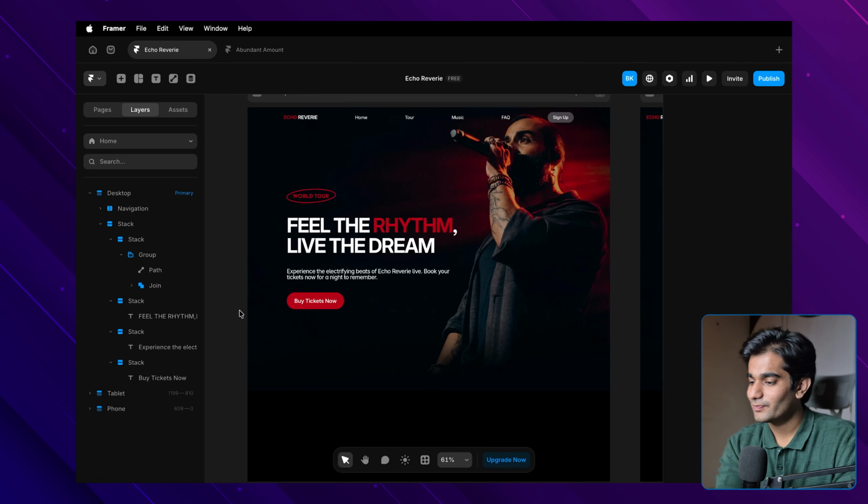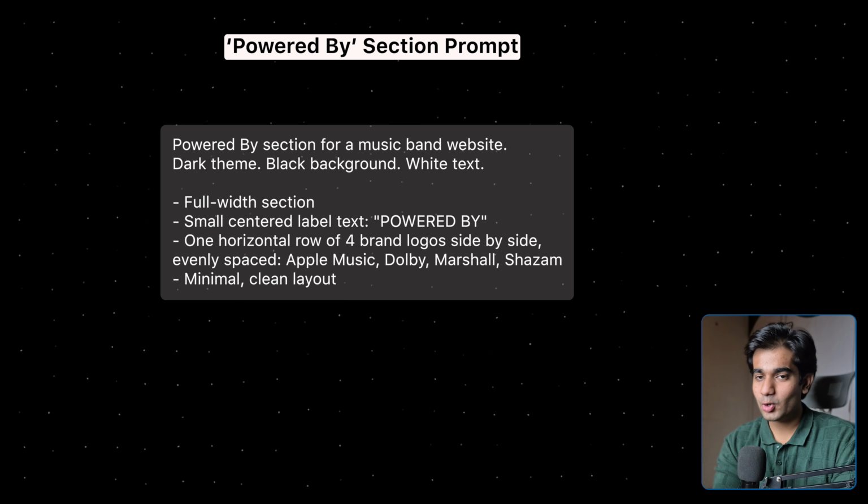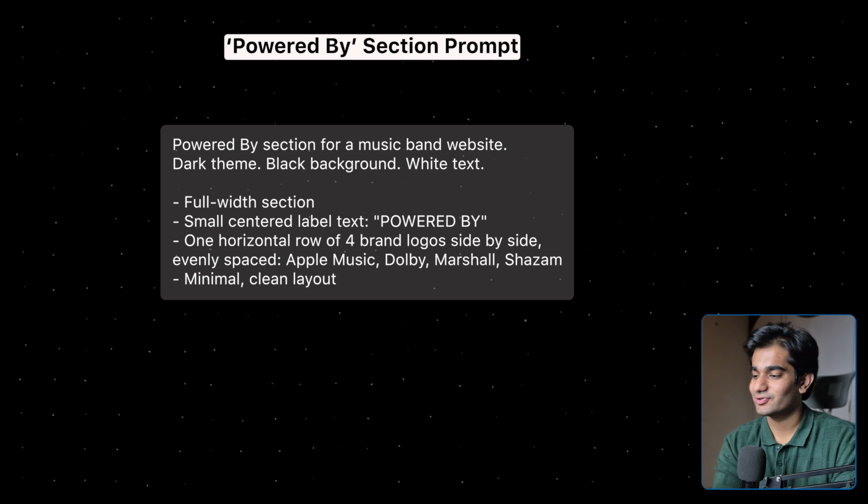And that's the hero. Full bleed background image, correct headline, World Tour badge, red CTA button, much closer to the Figma design that we saw earlier. Now let's move to the powered by section. Quick prompt, focused on structure, let's generate.